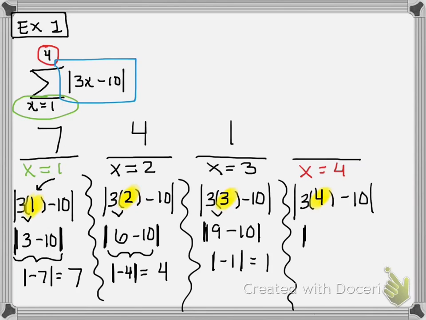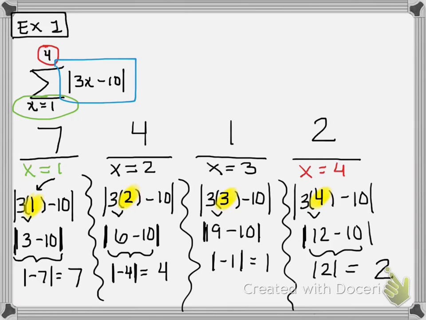Finally, our last one, the absolute value of 3 times 4, which is 12, minus 10. Oh, I'm sorry, 3 times 4 minus 10. There we go. And then 12 minus 10 is the absolute value of 2. But when we take the absolute value of a positive number, it stays positive no matter what. Your answer from the inside of an absolute value bar will always be a positive number.